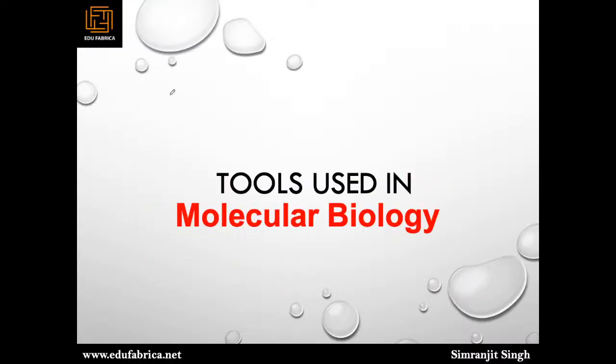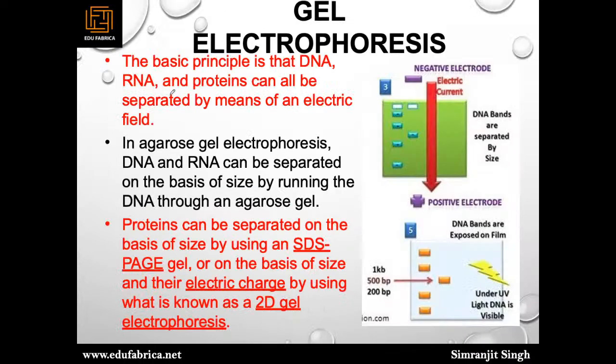Okay, so now come the various tools that are used in molecular biology and biochemistry. The first tool that we use is gel electrophoresis. The basic principle is that DNA, RNA, and proteins can all be separated by means of an electric field.